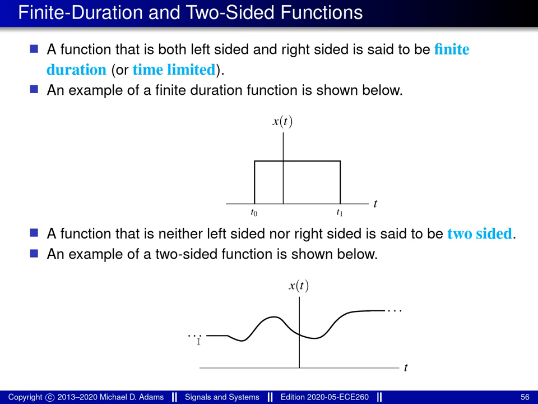This would be an example of a two-sided function, because presuming that the function never goes down to 0 out here and stays at 0, and never goes down to 0 out here and stays at 0, there's no point that I can choose along the axis such that everywhere to the left of it or everywhere to the right of it the function is 0. Therefore this function is neither left-sided nor right-sided.